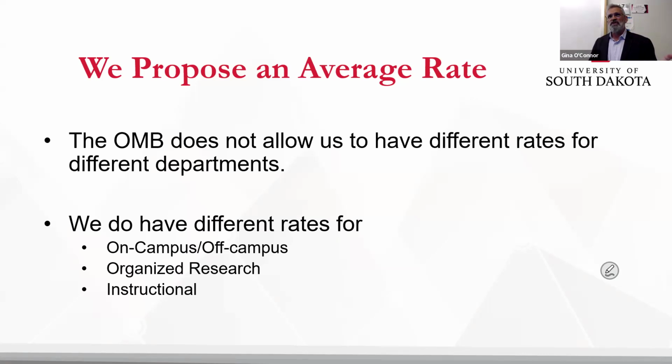And there's also other sponsored projects. So an example of this might be the Small Business Development Center, which gets federal funds to help support small businesses, but they don't actually do research. So they're not an organized research, but they're still a sponsored activity. So there's a few different rates that are out there for us that we need to determine what category it goes into. But the bottom line is we end up proposing this average rate representing what the university does as a whole, because that's what OMB says we can do.